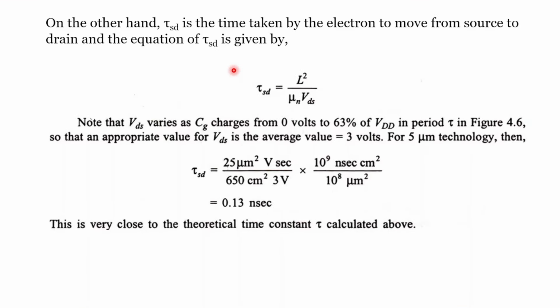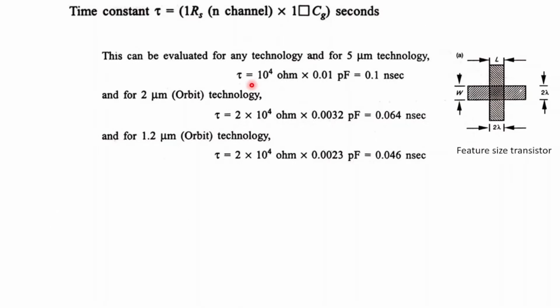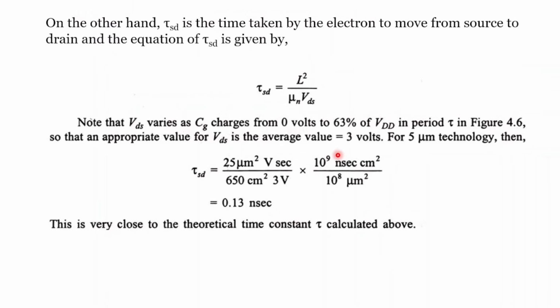On the other hand, the time constant is the time taken by the electron to move from the source to the drain, and the equation of the time constant is given by tau sd is equal to L square by mu n Vds. If you put the standard values of L, mu n and Vds, we get tau sd is equal to 0.13 nanosecond. In the previous slide, we calculated the time constant for 5 micrometer technology for feature size, that is 0.1 nanosecond, and here we calculate the time constant, that is 0.13 nanosecond. These are approximately the same.